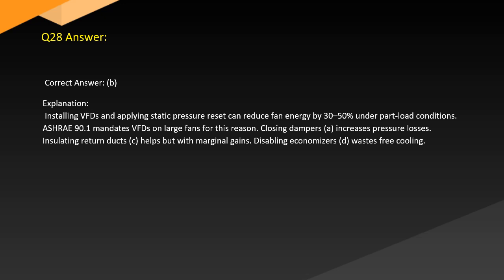Answer. Correct answer: B. Explanation. Installing VFDs and applying static pressure reset can reduce fan energy by 30-50% under part load conditions. ASHRAE 90.1 mandates VFDs on large fans for this reason. Closing dampers, A, increases pressure losses. Insulating return ducts, C, helps but with marginal gains. Disabling economizers, D, wastes free cooling.